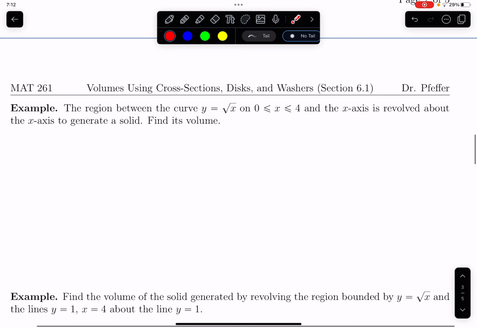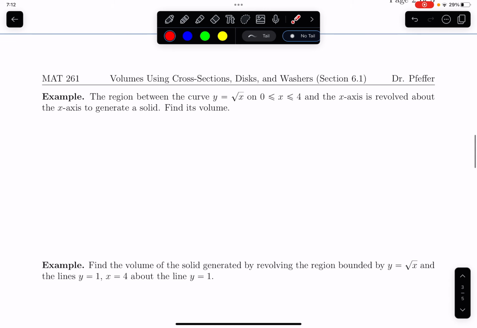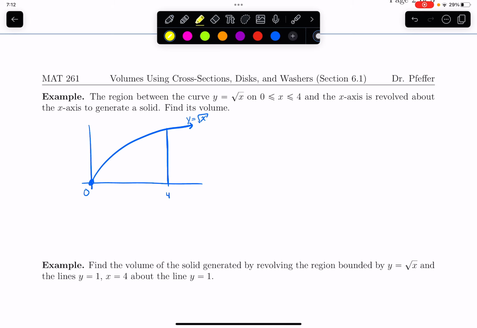So the first one, and all of these are going to require us carefully drawing a picture in some capacity. The first one says, draw the following region. Draw the region between the curve y equals square root of x. So let's go ahead and draw square root of x. That starts here at 0, and it extends up to the right like this. This is y equals square root of x. Specifically trapped between 0 and 4, so let's suppose 4 is right here, and the x-axis. So the region that I'm revolving is this region right here.